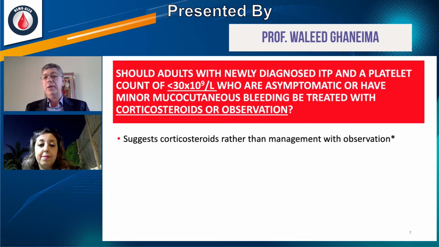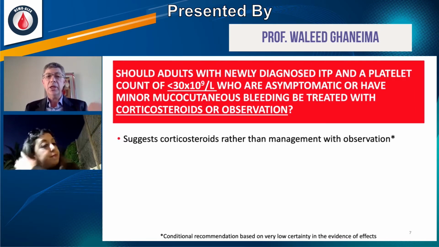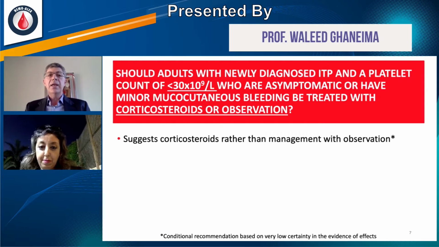And the panel suggests corticosteroids. I would draw your attention to the word suggest. It's a weak, conditional recommendation because of low certainty of evidence. So they suggest corticosteroids rather than management with observation if the platelet count is below 30, which is usually our practice. Most of us practice it.